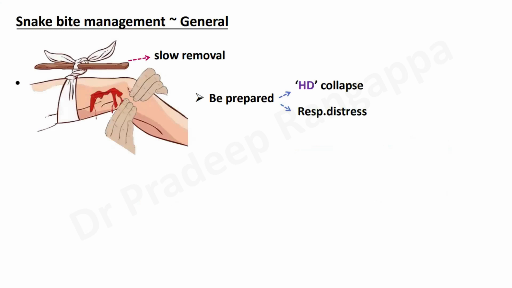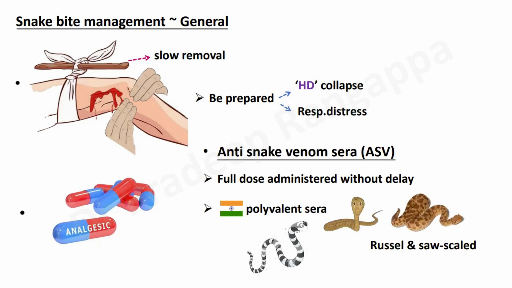So, what are the general management principles? The crepe bandage or anything that you have put has to be slowly removed, because once you remove it, there may be a sudden flow of venom up, and one has to be prepared for any hemodynamic collapse or respiratory distress that may set in after the crepe bandage or the dressing is removed. And feel for distal pulses, because there may be swelling and it may impede the blood supply to the area. So, one needs to be aware of that. And there may be a lot of pain. Analgesics have to be considered, but the definitive management is the anti-snake venom serum. So the full dose has to be administered without delay.